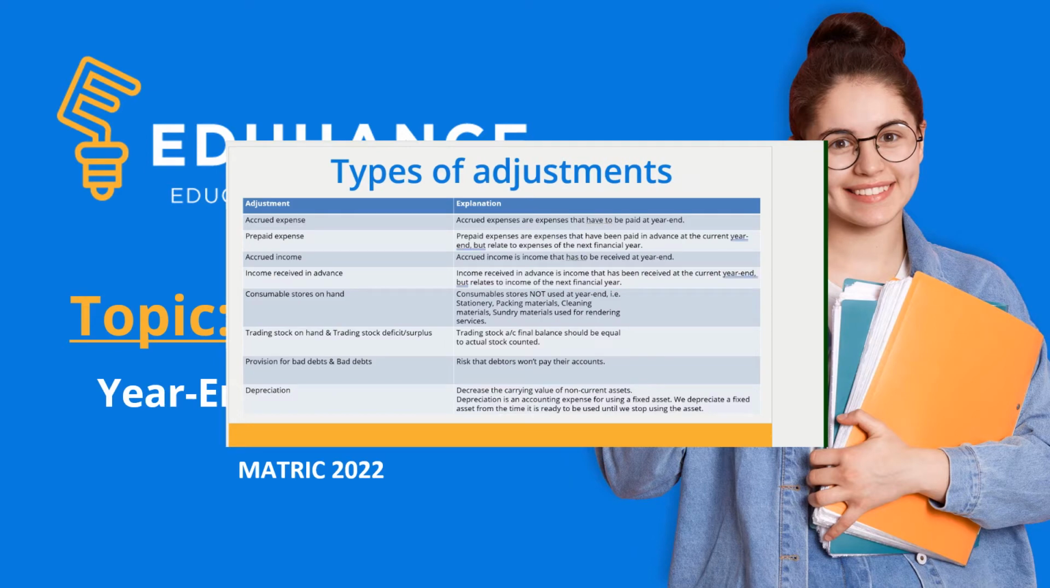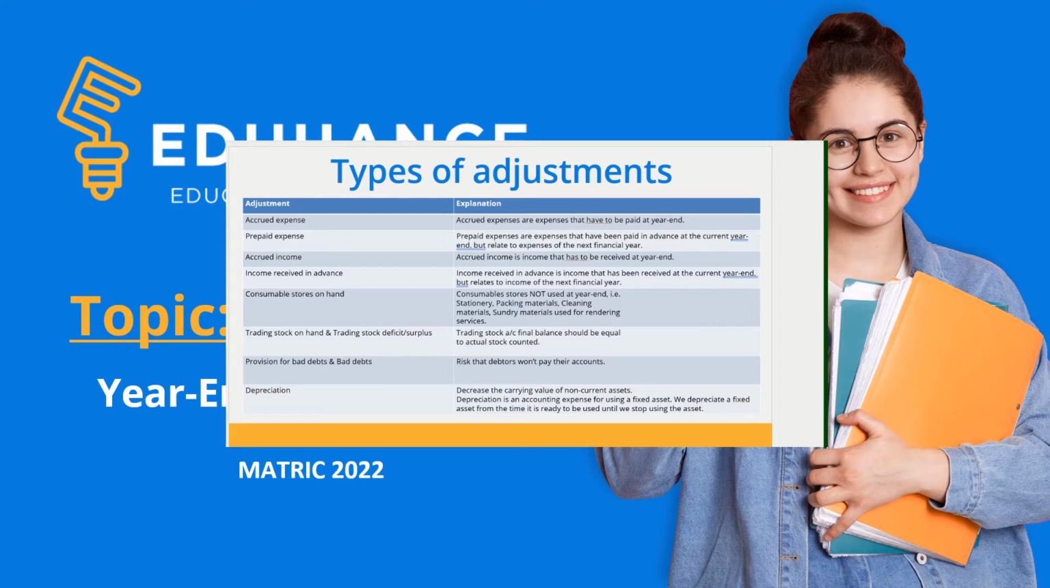Some types of adjustments you can expect is accrued expenses. So accrued expenses are expenses that have to be paid at year end and are still outstanding. Prepaid expenses, this is an asset. A prepaid expense is expenses that have been paid in advance of the current year but relate to the expenses of next year. So for example, if you have paid for your water and electricity balance in advance, you've paid maybe 2 months of your estimated balance in advance.